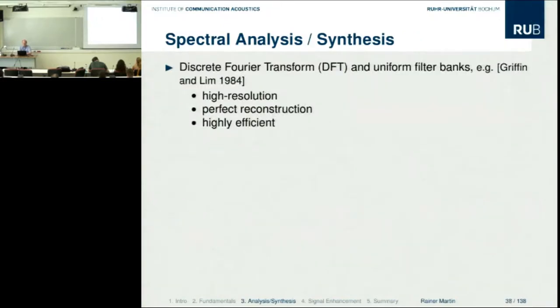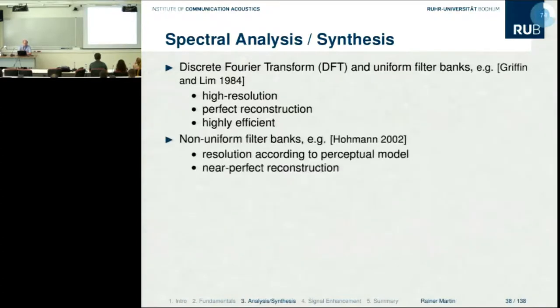So what are the methods that are available? Well, the workhorse of digital signal processing is the discrete Fourier transform or the fast Fourier transform. And that's also related to uniform filter banks. Uniform means that we have uniform spacing of the different bandpass filters. It's a highly scalable and non-parametric approach of transforming a signal into the frequency domain, which can give us a high resolution, a perfect reconstruction, and it's also highly efficient. So a very good choice.